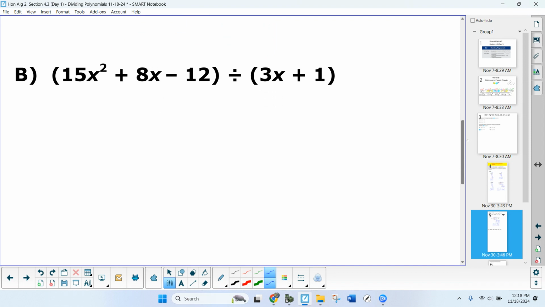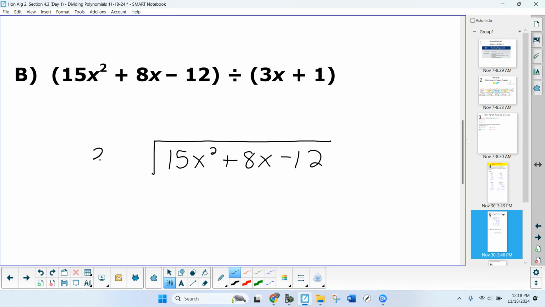Okay, how do I set this up? So Jordan, what goes on the inside? 8x minus 12. And then on the outside? 3x plus 1. And now, what would you multiply 3x by to get to 15x squared? 5x. Multiply? 15x.